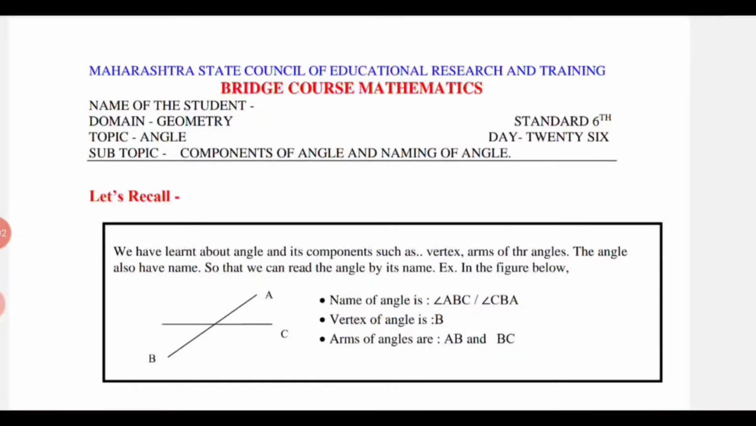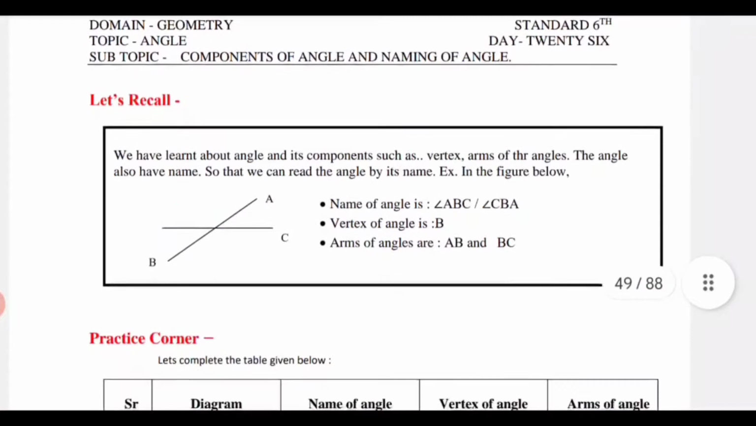So children, now we have come to day 26. Day 26 is dealing with area geometry. The topic is angle and the subtopic is components of angle and naming of angle. So let us recall what we have learnt in our 5th standard. We have learnt about angle and its components.